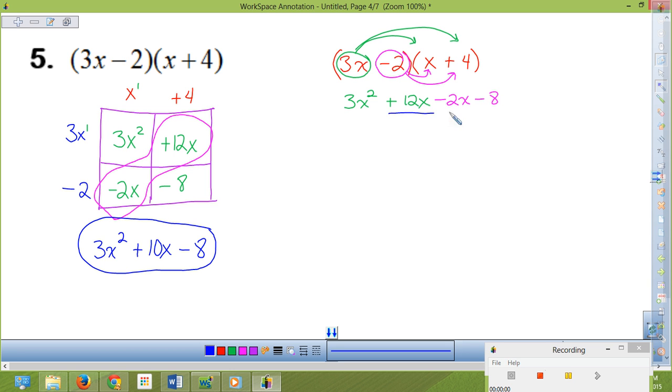Notice how our middle here has like terms. Okay? And so we'll bring it down. 3x squared will come down. 12x's minus 2x's equals 10. 12 minus 2 is positive 10x. And then the negative 8 has nothing to combine with, so it will drop. And notice how we have the same answer for both questions. So it does not matter which way you choose.